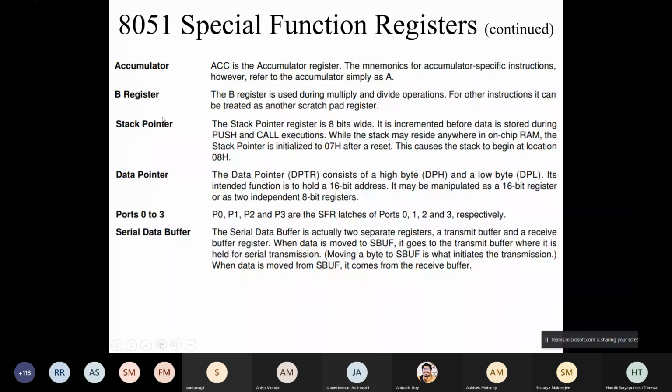So accumulator A or ACC is one of the most important special function registers. The mnemonic for accumulator specific instructions is always written as A. What is a mnemonic? Mnemonic is a short form for representing a block or a register or some memory location. Mnemonic is nothing but a nickname, you can say. So you must have some nickname at home. Those nicknames in digital electronics are called mnemonics.